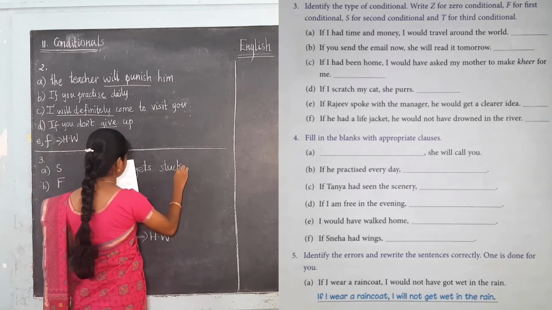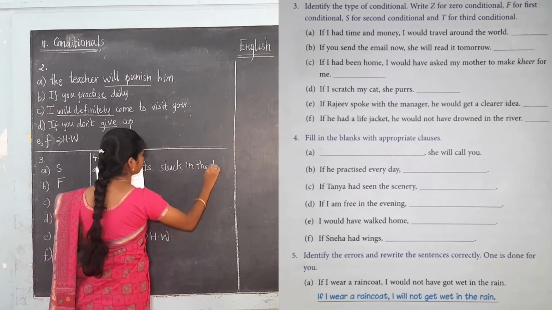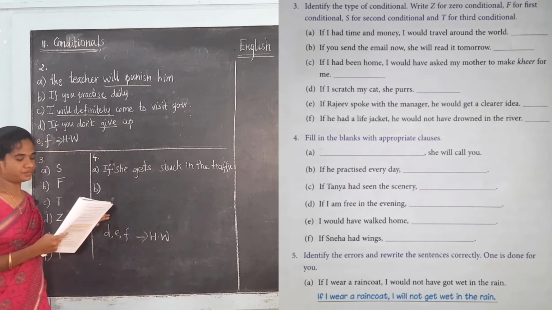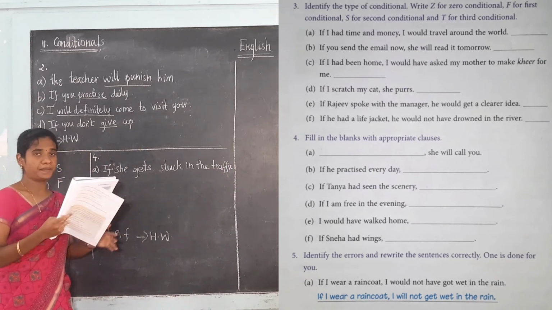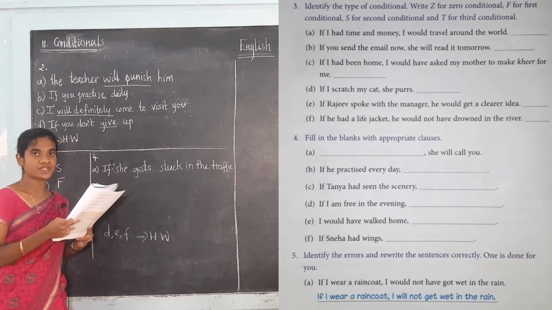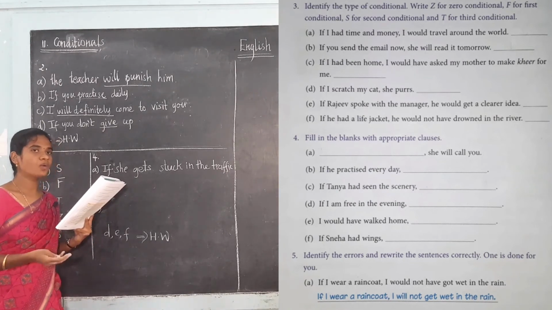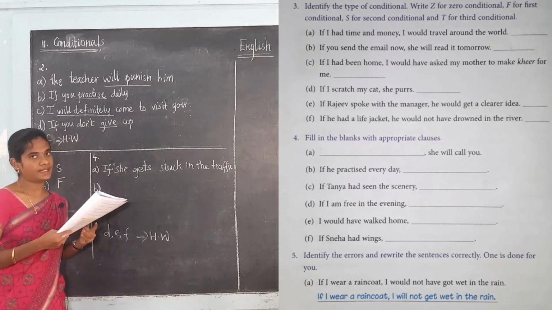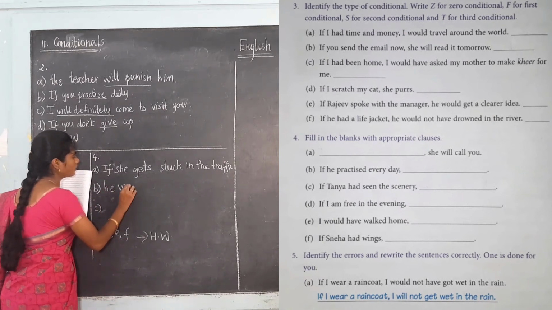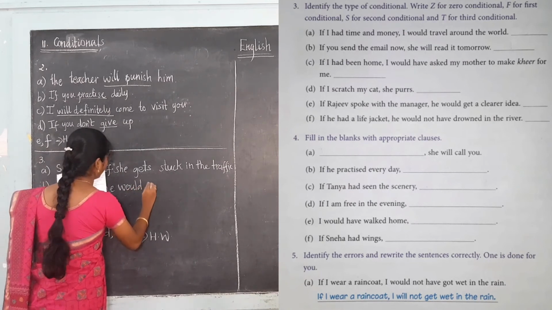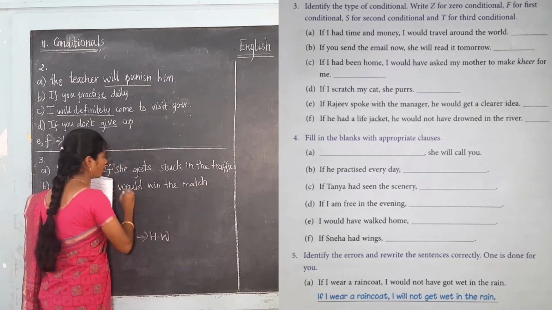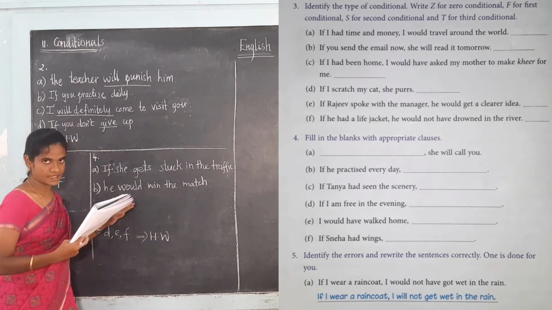If she gets stuck in the traffic, she will call you. And the next one, you have to write the main clause. If he practiced every day, so it is a practice, so it comes under the second conditional. So how can we write the main clause? He would win the match. Okay, if he practiced every day, he would win the match. Would plus the verb. So it is a second conditional.